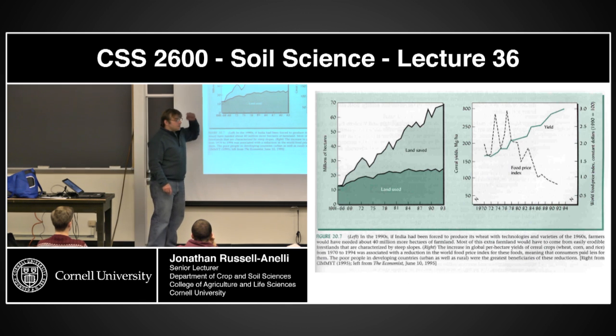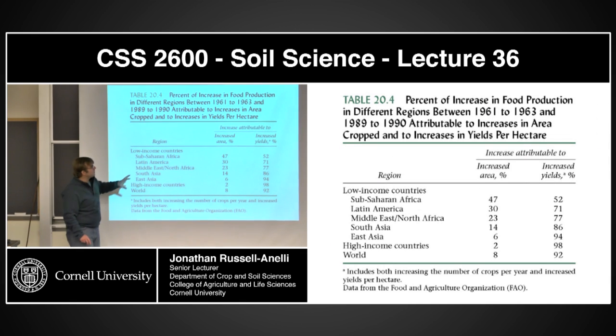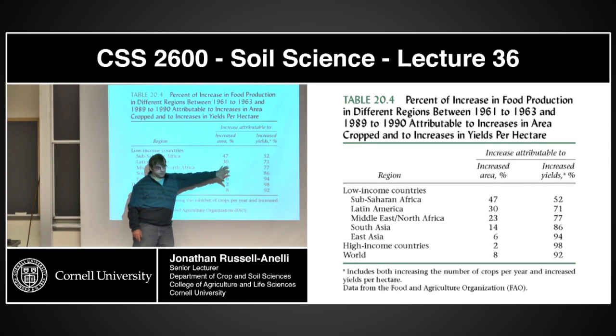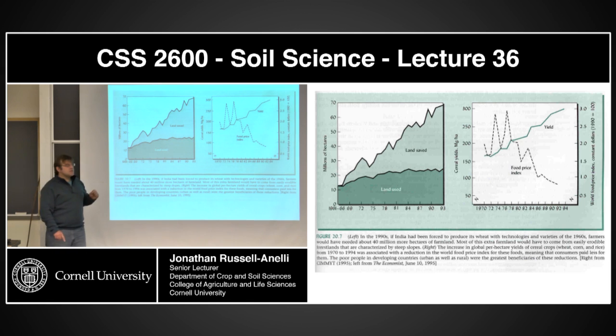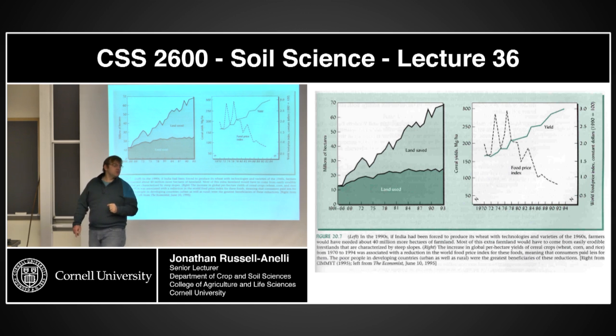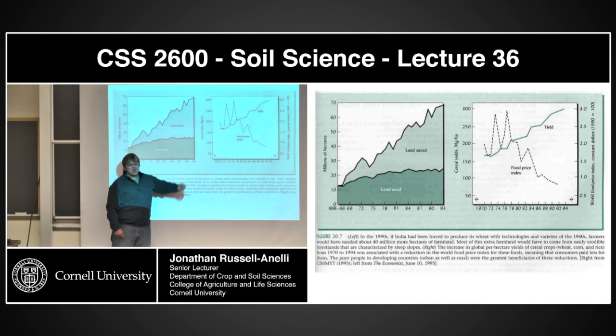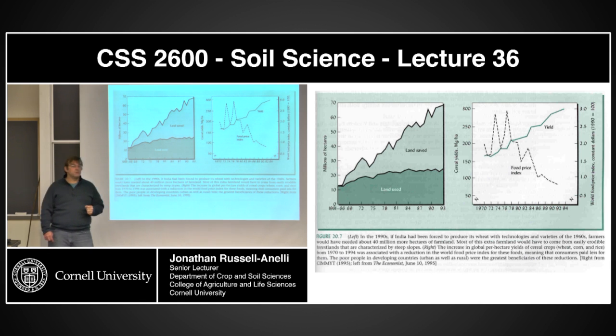So this chart right here is looking at India. This is the entire world, but this is India. If we take a look at this component here, increased area versus increased yield. If India had not had increased yield from 1960 to basically 1993, this line right here represents how much land they would have had to use if they had not increased yield per hectare. This line here represents the amount of land used to grow the food that they grow today.